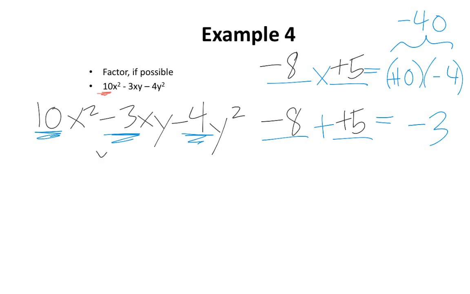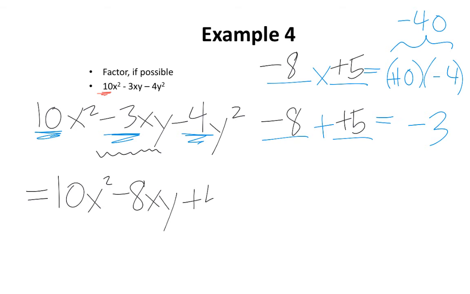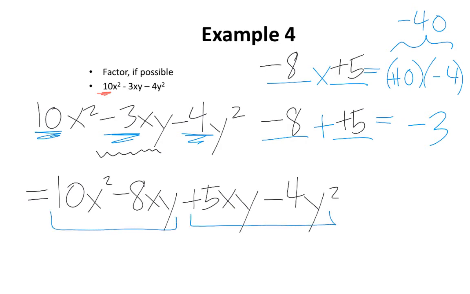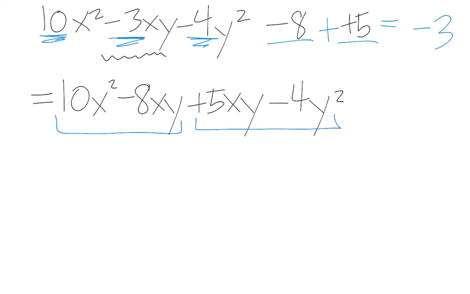We want to decompose this center term with the numbers we've just found. So everything else stays the same. That's going to decompose to negative 8xy and positive 5xy, and the negative 4y squared stays the same. At this point, we're going to need to do some group factoring. So I want you to group those two terms together as well as those two terms together.